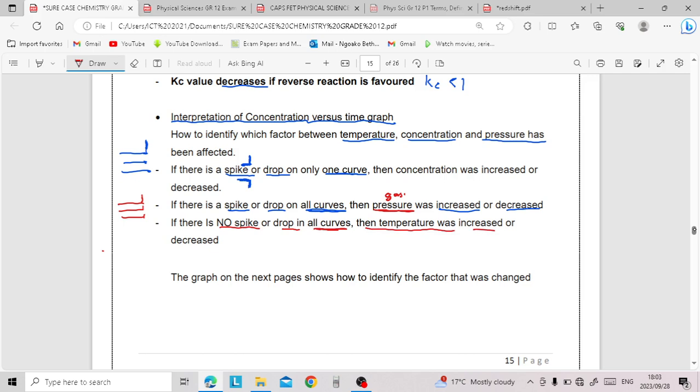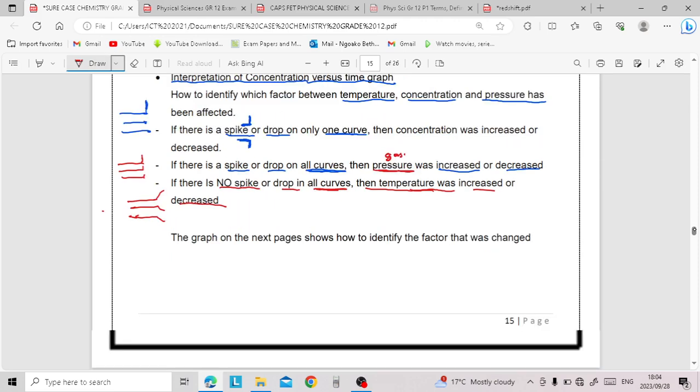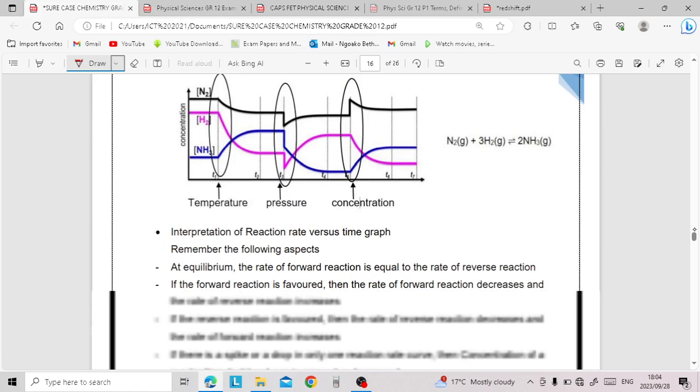So meaning the 3 lines coming from the equilibrium, was there really a spike or not? They rise like this, and the others do like this. As long as there is no spike, it means the factor there should be temperature. So let's check the graph and see what they are saying. The graph on the next page shows that.